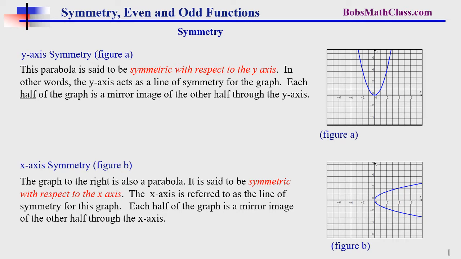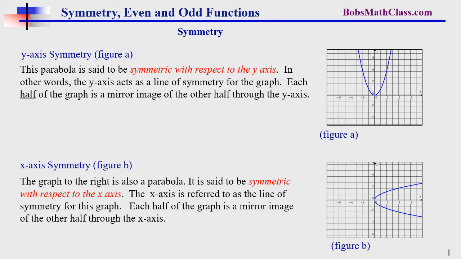And this next one, the one below, is called x-axis symmetry. This is also a parabola, and it's said to be symmetric with respect to the x-axis. In this case, the x-axis is the line of symmetry. The one above had the y-axis as the line of symmetry. And again, each half is a mirror image of the other half.